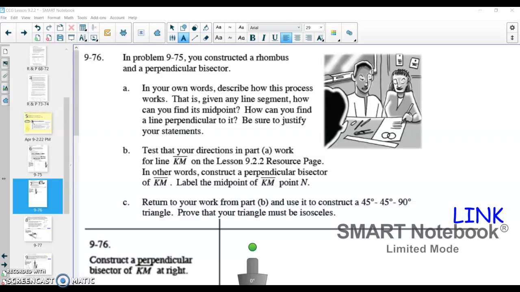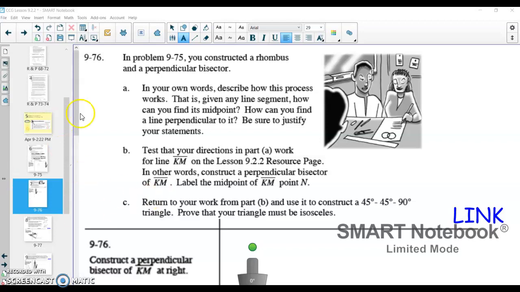And start with a line, and then from a straight line we're going to try to create a perpendicular bisector, really related to what we just did. All right, so the first thing it wants us to do is, in our own words, describe our process from 975, or from the problem before. That is, given any line segment, how could you find its midpoint? Or, given any line segment, how could you find a line that's perpendicular to it?